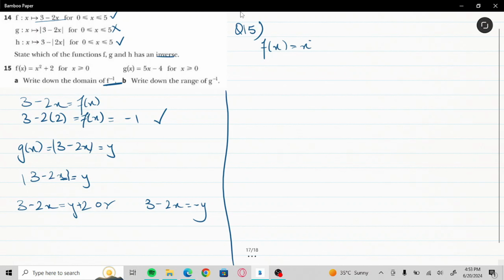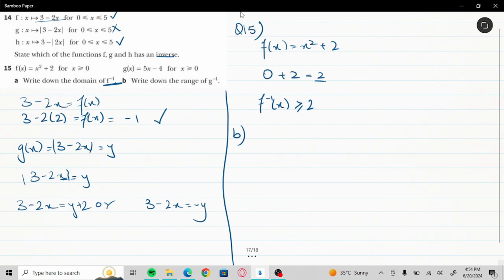f(x) equals x squared plus 2. To find the range, we have been given the minimum value of x, which is 0, so we are directly going to input 0. 0 plus 2 is equal to 2. So 2 is the minimum of the range of the function f. The range is actually the domain of the inverse of a function, so the domain of f inverse of x is x greater than or equal to 2. That's the answer for part A.